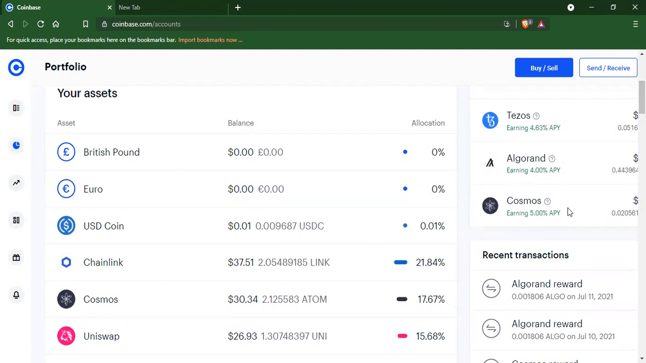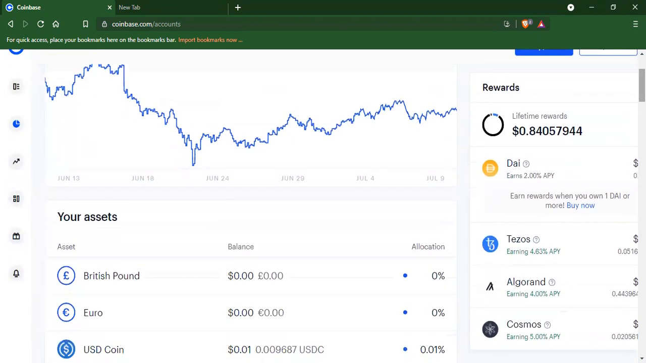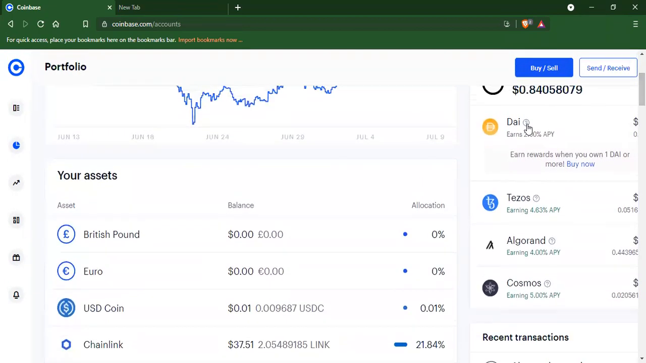APY stands for annual percentage yield. Algorand, Tezos, or DAI. DAI is basically a stable coin, a crypto version of a dollar. It is pegged to the dollar, so whatever value a dollar is, that is what DAI is going to be. So they don't move far from each other. So you're going to earn 2% APY just holding DAI on Coinbase.